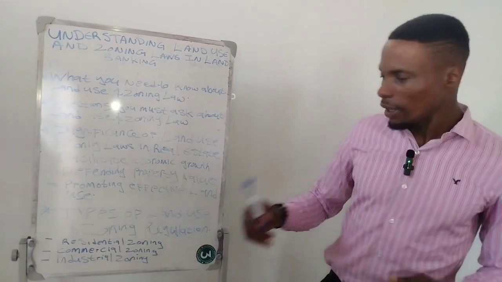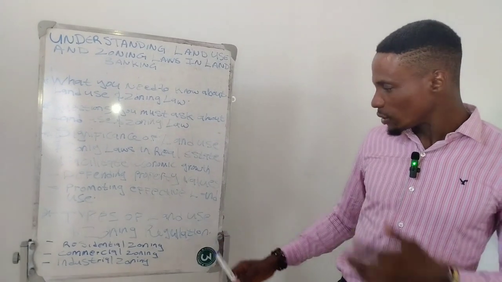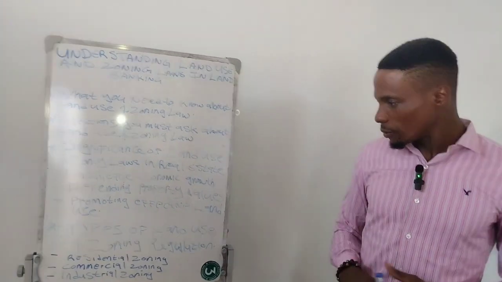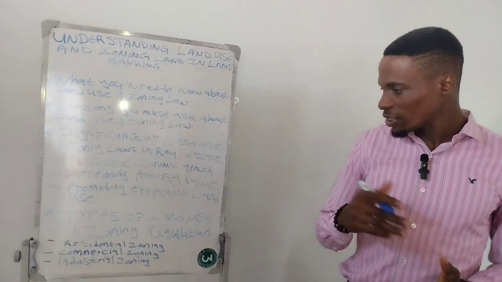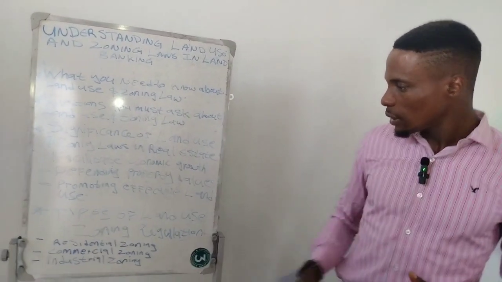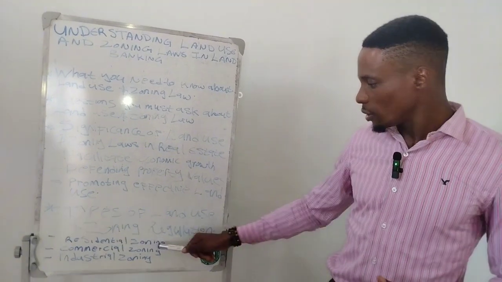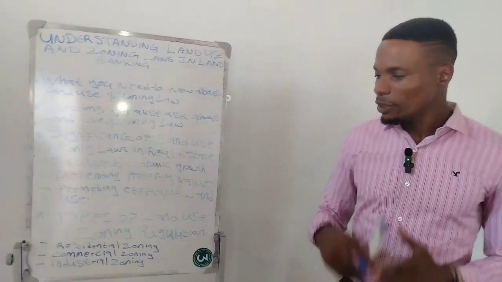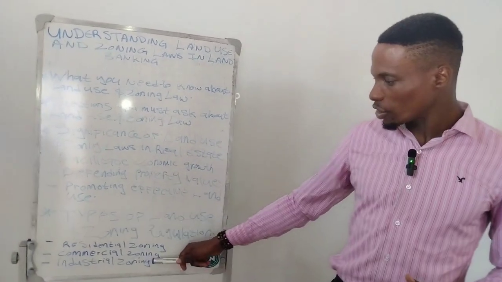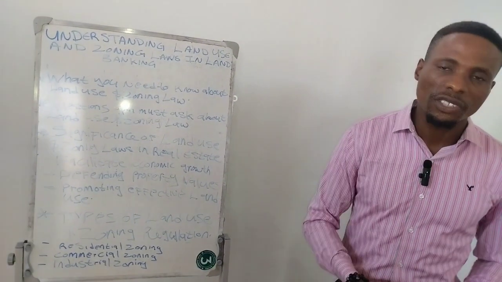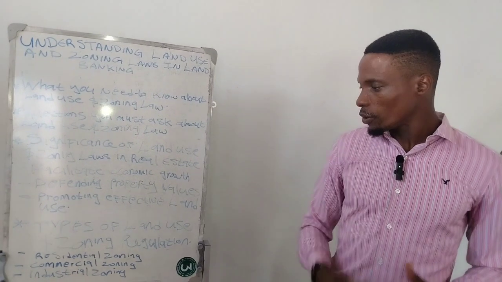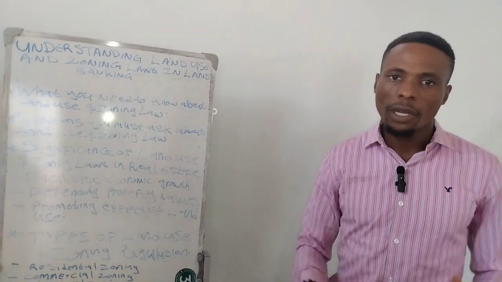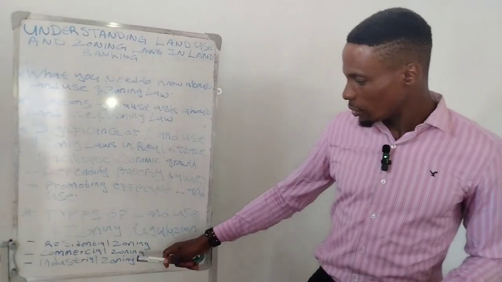We're also looking at the types of land use and zoning regulations. Yes, you can see I listed three here. We have residential zoning, commercial zoning, and industrial zoning. Now this means that residential is for you and I to live in. You cannot site commercial properties like offices, restaurants, malls in a residential dwelling. No, you site commercial zoning.